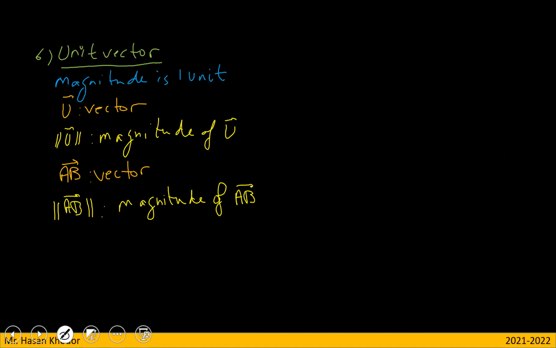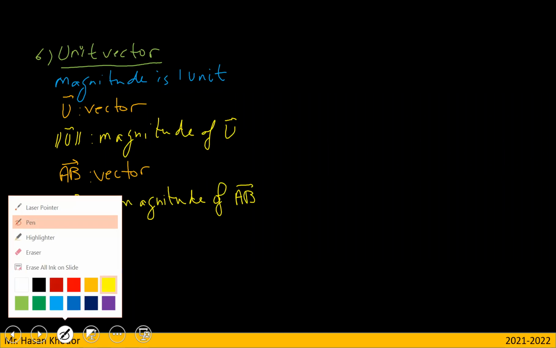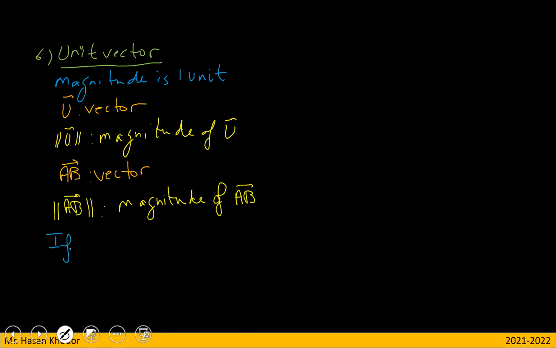Okay, so now, if the magnitude of a vector u is equal to 1, then this vector u is called what? What do we call the vector if its magnitude is equal to 1? Unit vector. A unit vector. Then u is called a unit vector.